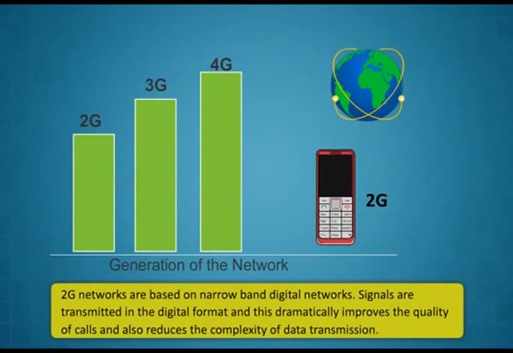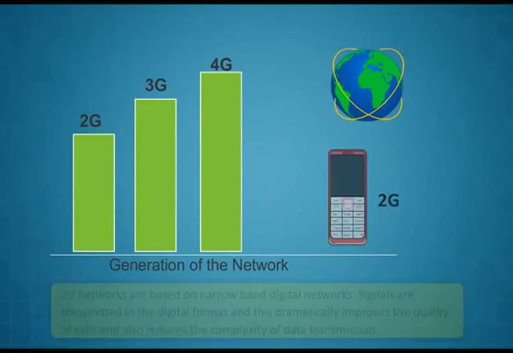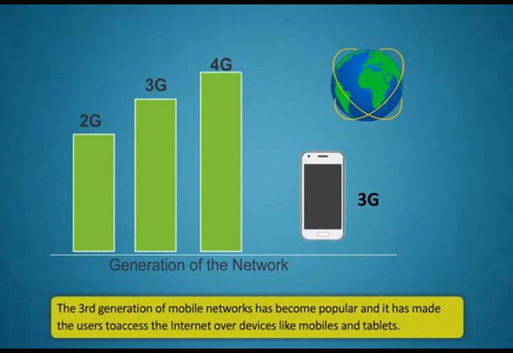2G networks are based on narrowband digital networks. Signals are transmitted in the digital format, and this dramatically improves the quality of calls and also reduces the complexity of data transmission. The third generation of mobile networks has become popular, and it has made the users able to access the internet over devices like mobiles and tablets.